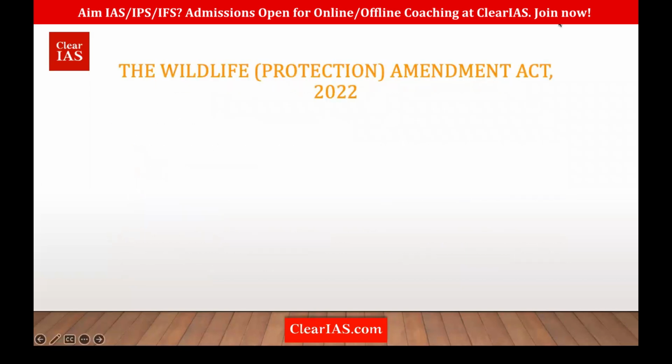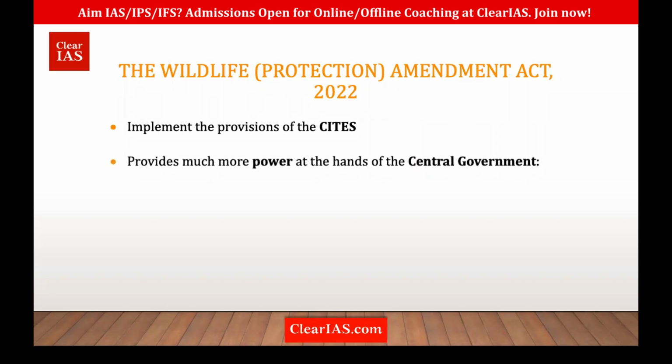Okay, so now we have amended this act, the Wildlife Protection Amendment Act. Why did we amend it? Mainly, we had to bring the 1972 Act in line with the provisions of the CITES agreement. That is one of the major reasons why we amended the act.